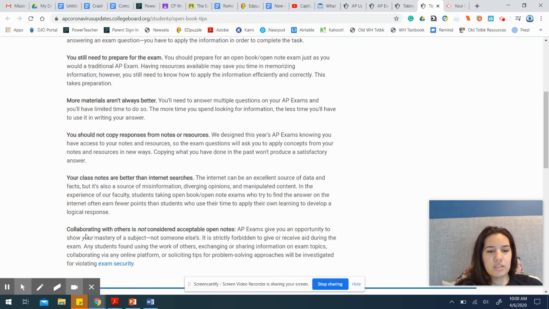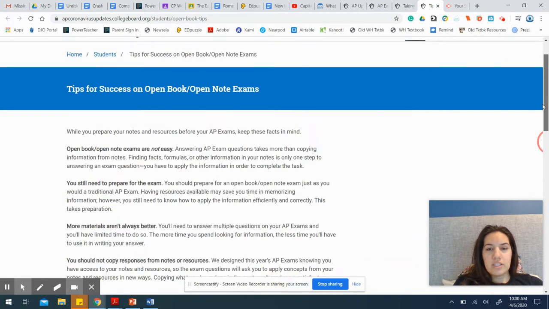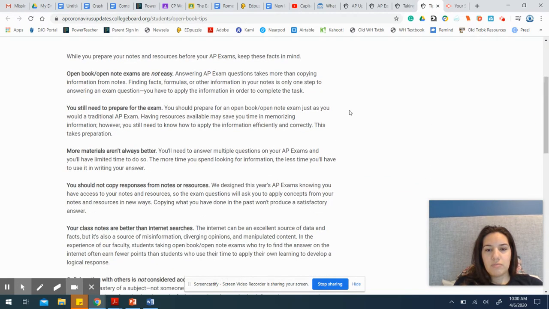The AP exam defines that collaborating with others is not considered acceptable open notes. So just use the notes that you have in front of you. Obviously, a lot of these things will be hard to enforce, but the AP exam will have features that you have to adhere to on the computer. For example, they're going to say that you have to log in 30 minutes before the exam. I think there's a lockdown browser and a couple steps you have to do before you can start the exam. So it's really recommended that you sign in to their system 30 minutes early. That means 3:30 for you guys.